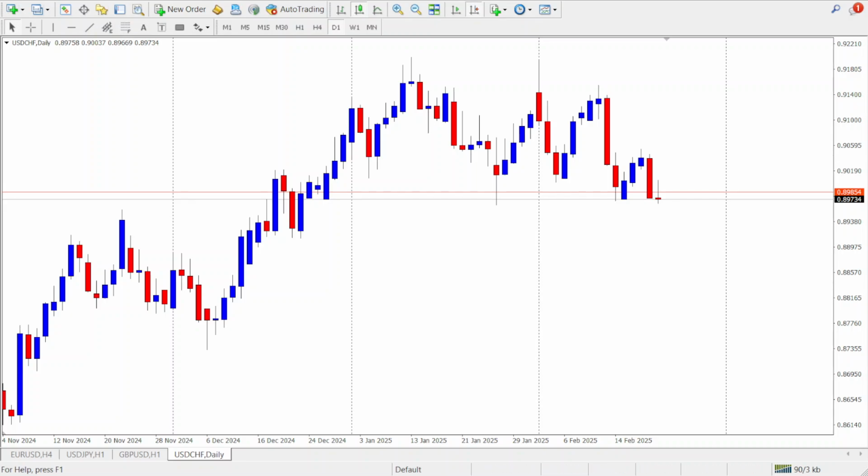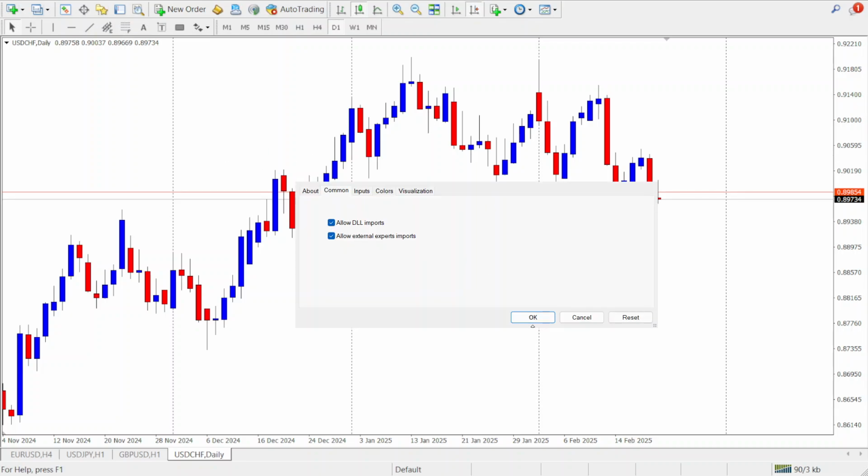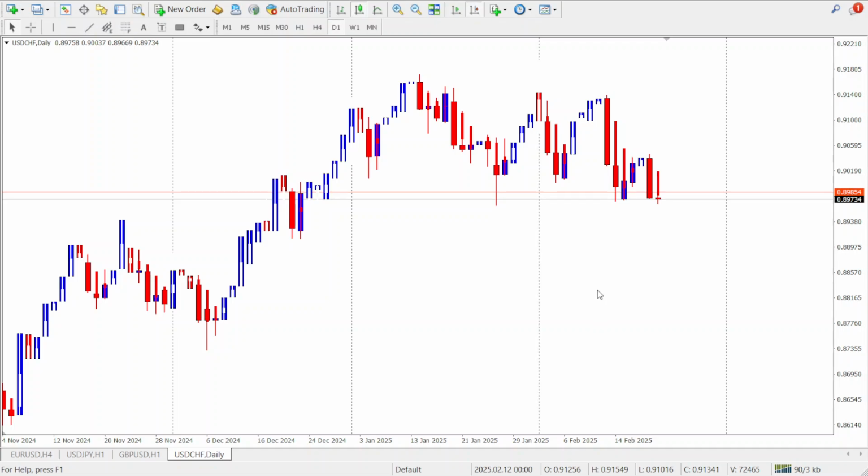So let's start by quickly reviewing what the Heiken Ashi candles are and why they are so useful for scalping and day trading. So this is how the Heiken Ashi candles look like. It's a unique type of candlestick that smooths out the price action, unlike regular candlesticks, which are based on open, high, low, and close prices.